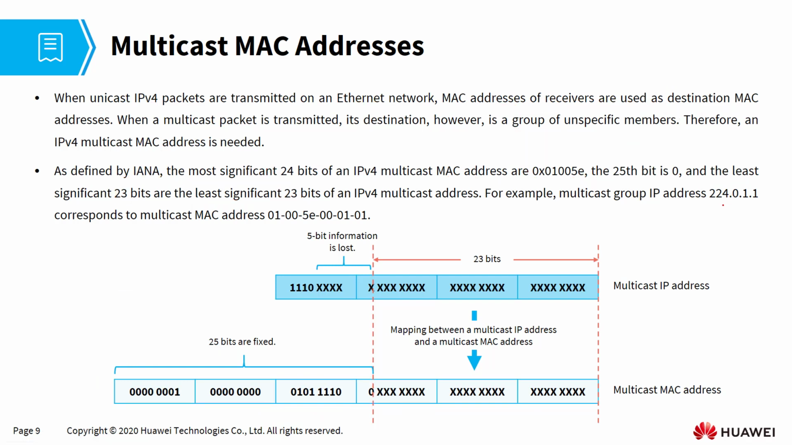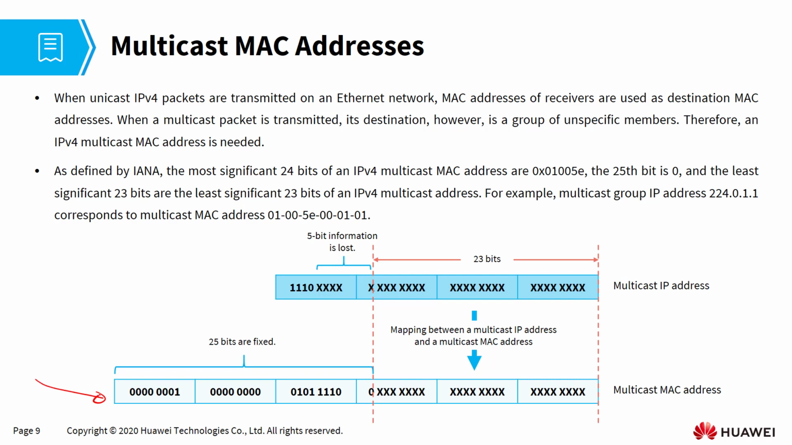If we have an IPv4 multicast address of 224.0.0.11, that IPv4 multicast address is going to be mapped to the multicast MAC address of 0100.5E. These ones always remain constant. The 25th bit here is going to be a 0. The rest of the bits are going to be extracted from the IP address. Let us get this right.